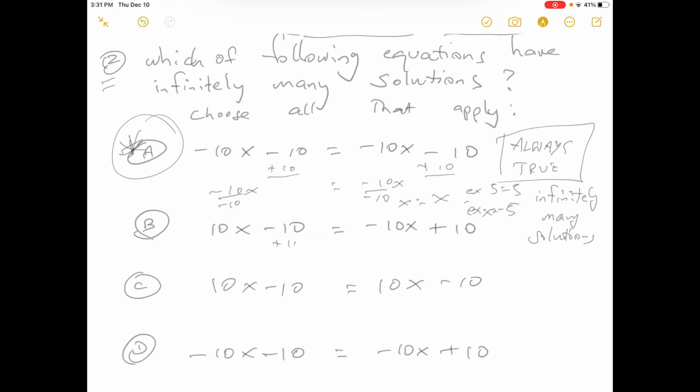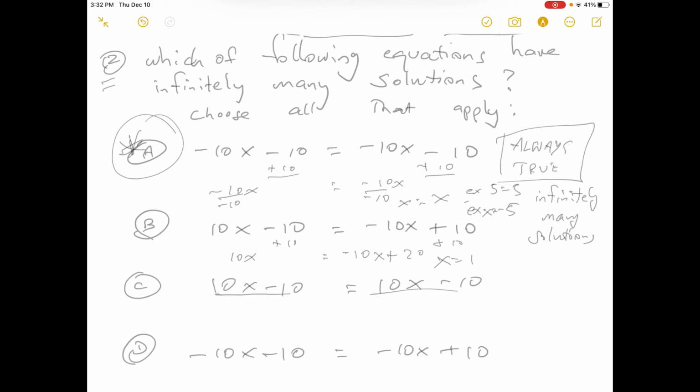If we keep going on all these questions and figure them out, we add 10 to both sides. In this one, we're going to get 10x equals negative 10x, and that is going to be plus 20. So in this case, this is going to end up being x equals 1, and that's one solution. That's not infinitely many solutions, so that's not going to be one of them. 10x minus 10 equals 10x minus 10. The left-hand side equals the right-hand side.